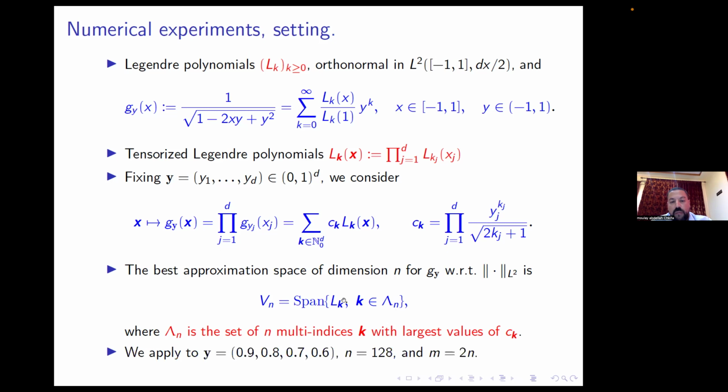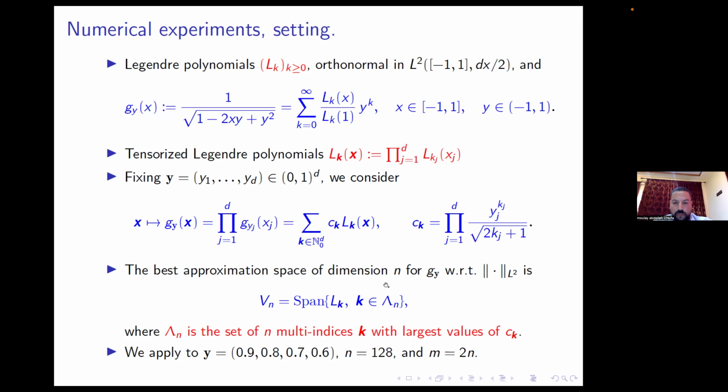So in our test, we looked at this example over here in dimension d equal to 4, and we have a decay in the y's, so we can get some anisotropy. Then we consider spaces of polynomials of dimension 128, and we consider the sample size equal to 2n. So the ratio I was showing in my theorems is, let's say, 2.